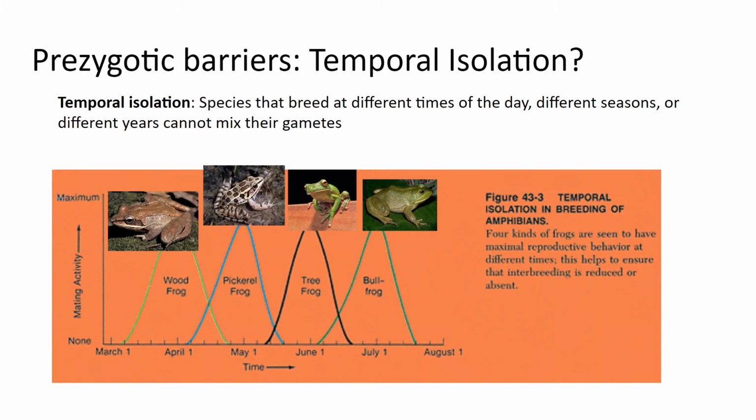Our next prezygotic barrier is temporal isolation. Temporal isolation occurs when organisms breed at different times of the day or month or even year. These different breeding seasons can separate organisms that could have otherwise interbred. You can see this example with the frogs that are found here, where wood frogs, pickerel frogs, tree frogs, and bullfrogs all have separate mating times when they become reproductively active and sing. One innate benefit to this is that if you separate when you sing from all of the others, you don't get drowned out by the crowd when you're trying to find your mate.